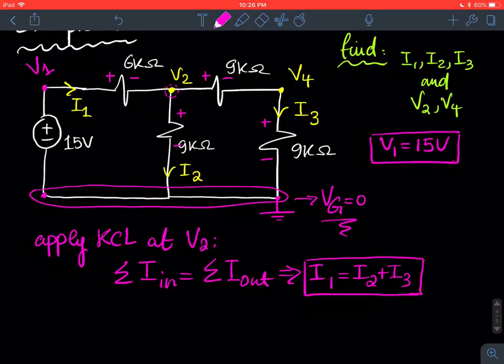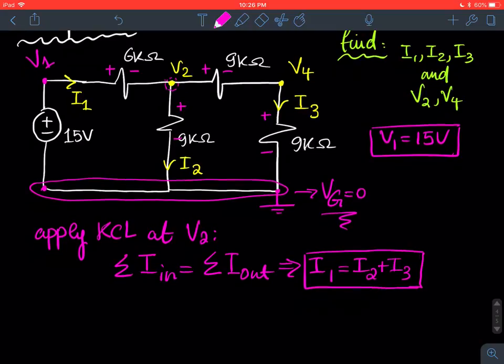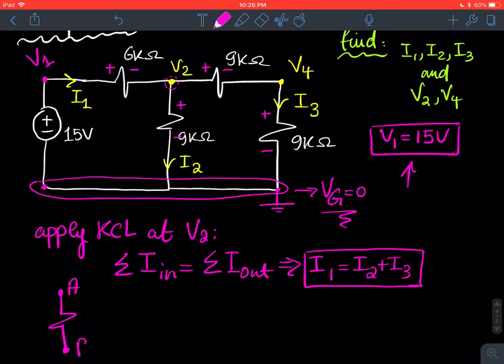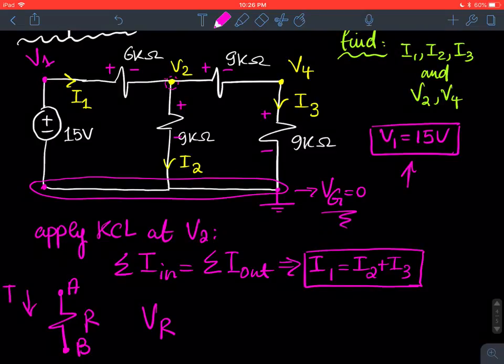Well, I don't know I1, I2, or I3. But I know V1. So I'm going to try rewriting this equation in a way where I can make use of V1 and the resistor values. So we're going to use Ohm's law. If you remember, before we wrote, if a resistor is between points A and B, it has a value R and it has a current I passing through it.